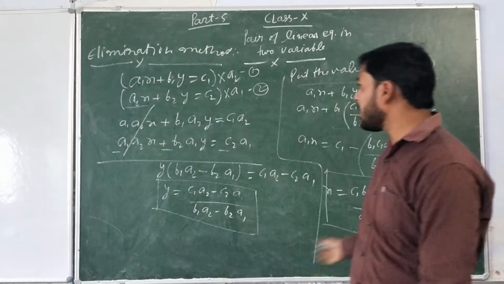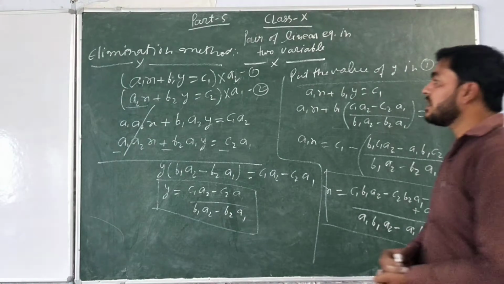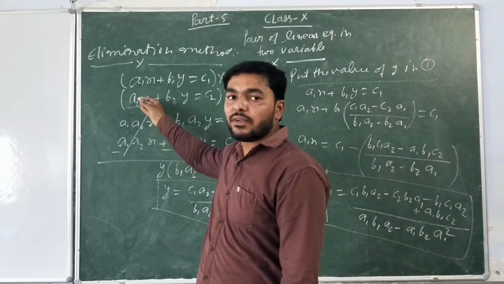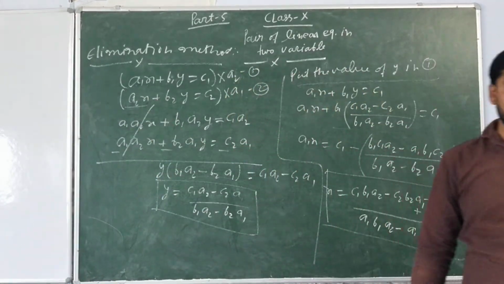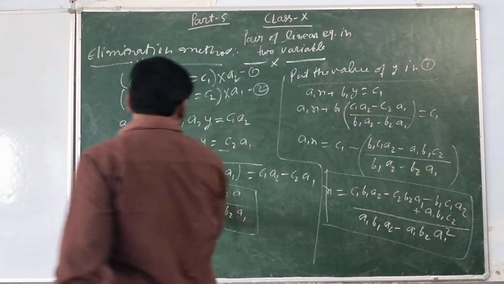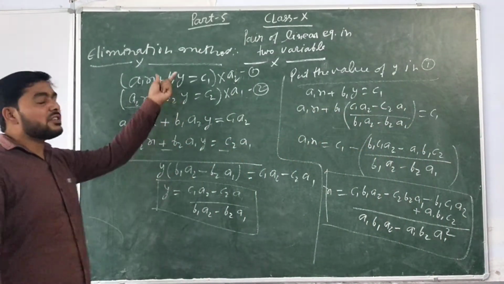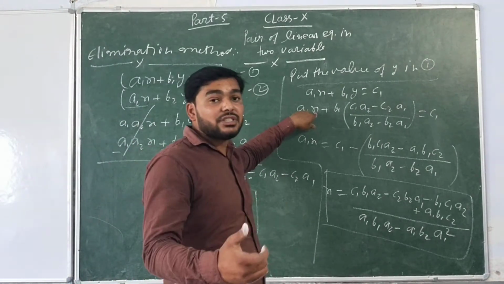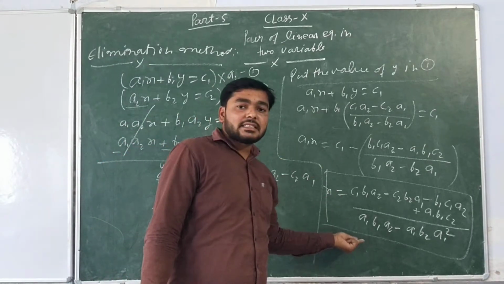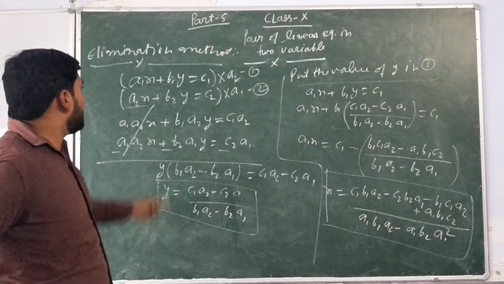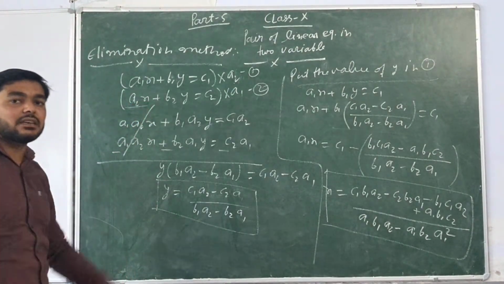You get the value of x and y both with the elimination method. In the elimination method you have to remove x or y. Now we are going to remove x, so make the coefficient of x the same in both equations, then subtract one equation from the other, then you will get the value of y. Now put this value of y in the first equation. When you put the value of y in the first equation, you get an equation in terms of x, then you will get the value of x. Okay?